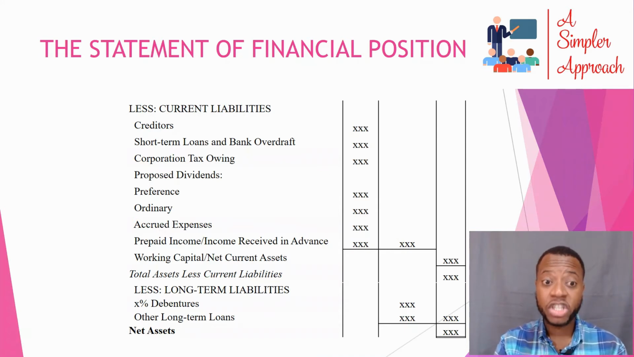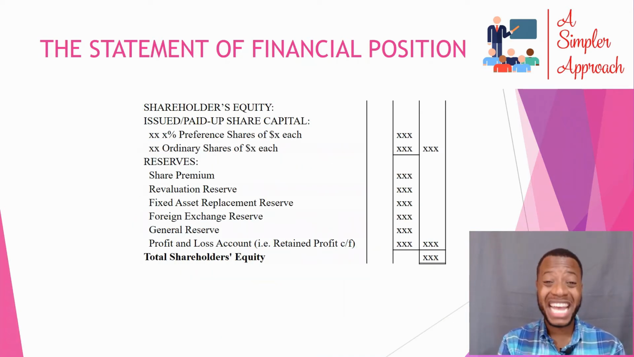The major change is right here, the finance by section, which is now called shareholders' equity. Shareholders' equity. Now let's break down this section. Shareholders' equity is made up of two things: issued or paid up share capital and all reserves. Let me say that again. I know you're seeing it, but let me say it again. Shareholders' equity is made up of two things: issued or paid up share capital and reserves.